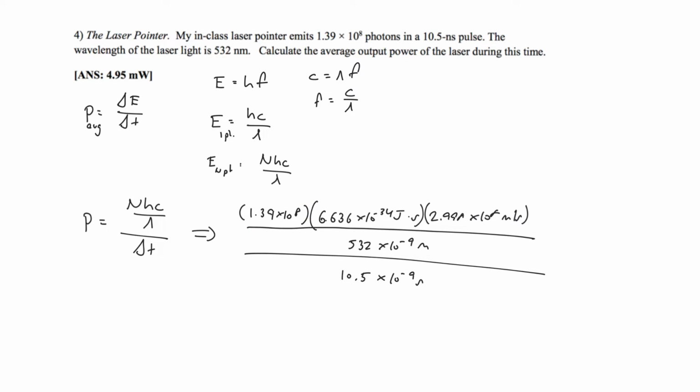So 1.39 times 10 to the 8 photons times Planck's constant in terms of joules times the speed of light, 2.998 times 10 to the 8th meters per second, divided by the wavelength in terms of meters, and all that is divided by the time interval in terms of seconds. And so keeping it in joules, we would get a watt out. A watt is a joule per second. And so the power of this laser pointer, we get to be 4.95 times 10 to the negative 3 joules per second, or watts, and that equals 4.95 milliwatts.